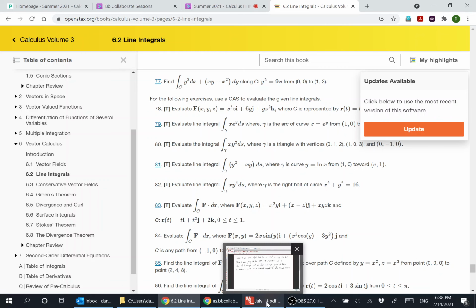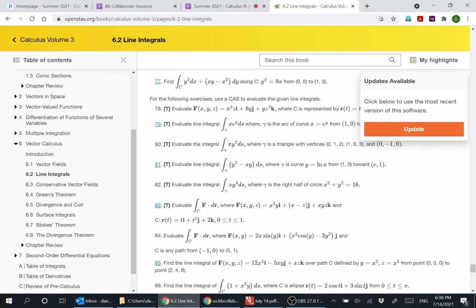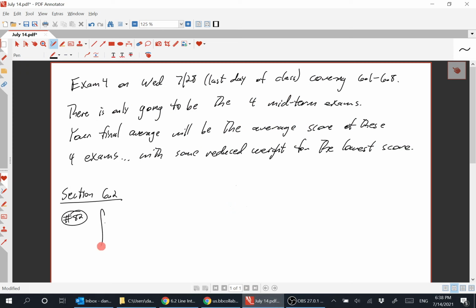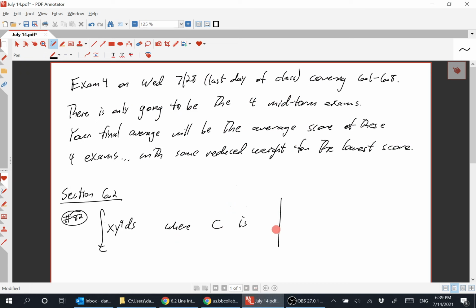So in number 82, we want to calculate the line integral of x times y to the fourth ds. That's the scalar line integral, over C, where C is the right half circle, x squared plus y squared equals 16. So the half circle like this, of radius 4.